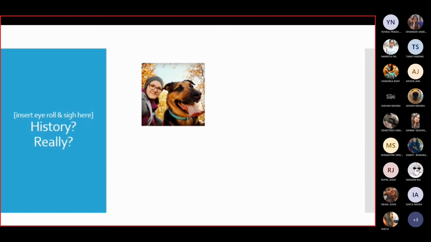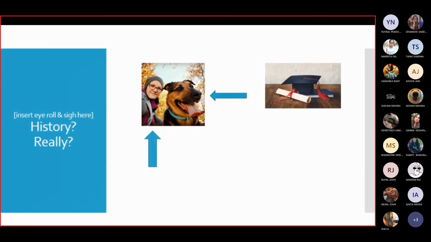But I'll tell you a little bit about myself, and then maybe this will make more sense. So this is me, and this is my giant goober dog named Opal. A long time ago, in a galaxy far, far away, I went to college, and I came out the other side with a history degree.